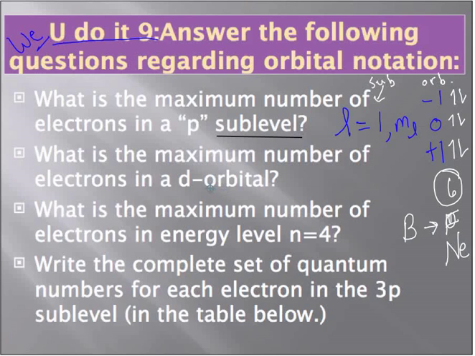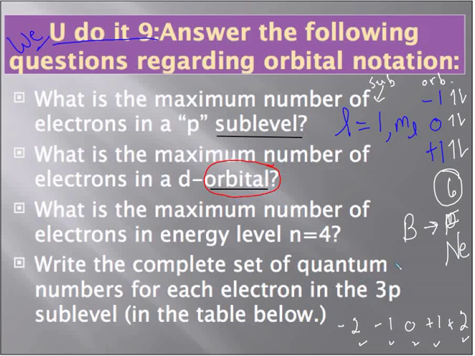Now, the next one says, what is the maximum number of electrons in the d orbital? Some of you are going to see that word d and say, wow, if I had d, that means M sub L was -2, -1, 0, +1, +2. You're going to put 2 electrons in each, so you're going to go 2, 4, 6, 8, 10. And you'd be wrong because it didn't ask for a d sublevel. It asked for a d orbital.